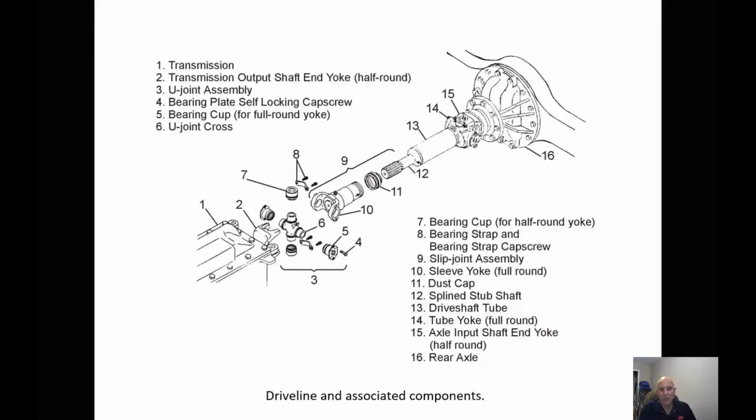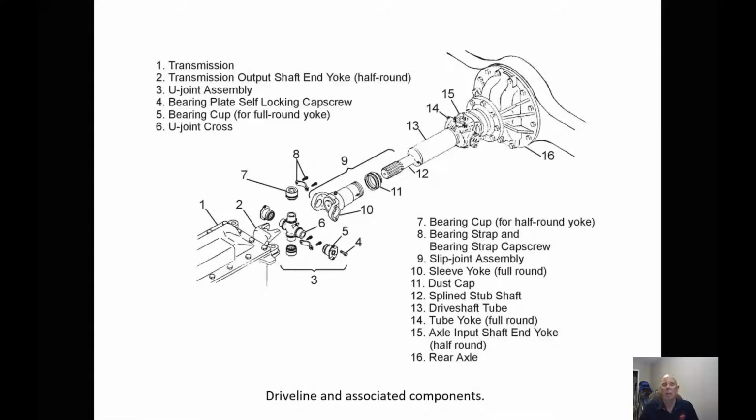So some of the things that we should be taking a look at, the components of a drive line. Off of our transmission, we're going to have a yoke. Now these could either be full rounds or half rounds. If you take a look at this one, this is a half round, and number 10 is a full round. A full round will have two bolts that hold the bearing cap in. A half round will have a strap.